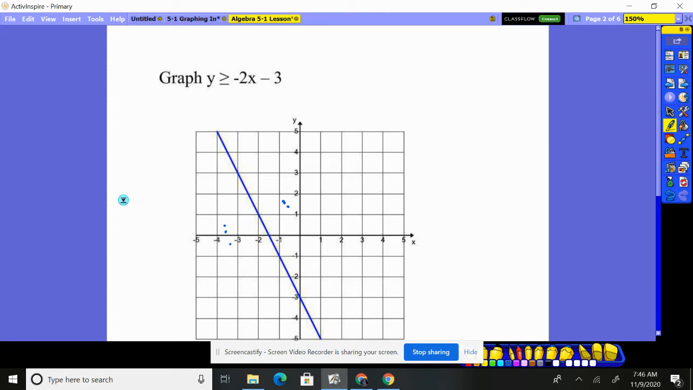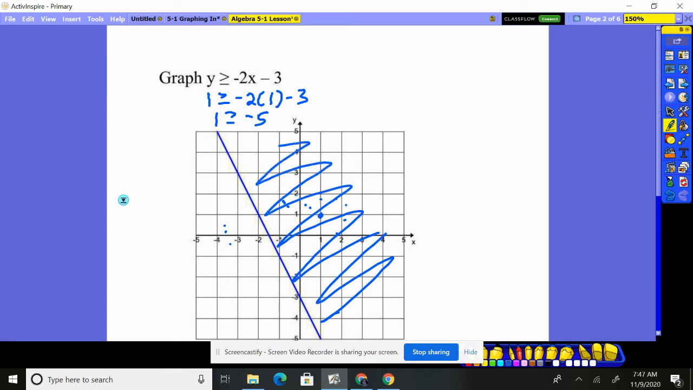So if we take a point, let's just take the point 1, 1, and we plug it in there. Y is 1. Is that greater than or equal to negative 2 times 1 minus 3? Well, that's negative 2 minus 3. That's negative 5. Is 1 greater than or equal to negative 5? Yes. That means the points on this side are the solutions that will make it true. Every point on this side will make it true. That's what we're looking for.